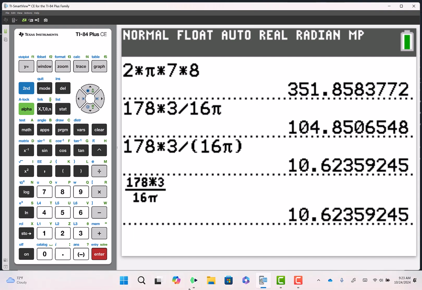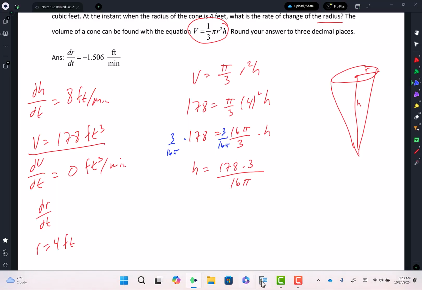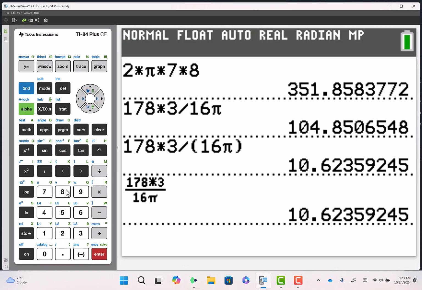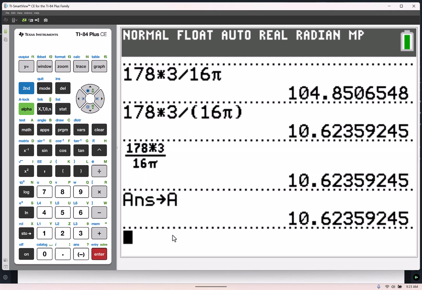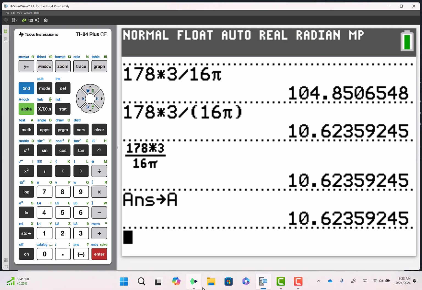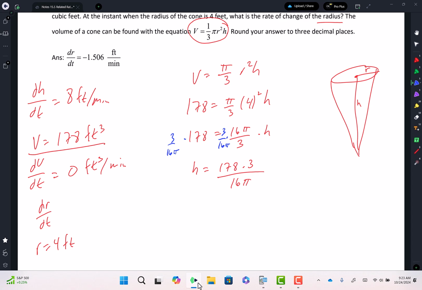I would probably store that. Let's see, that's H. I'm gonna store it. Store alpha A. I like to go down the alphabet. So this is what I mean when I say use your registers of the calculator. So now everywhere you see me write an A, it's just H. So I'm gonna write. I already forgot the answer.